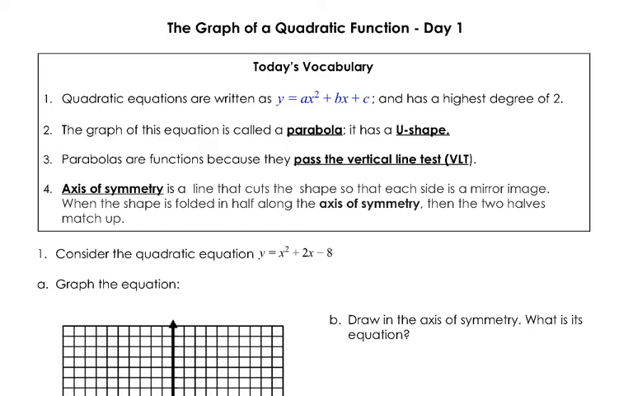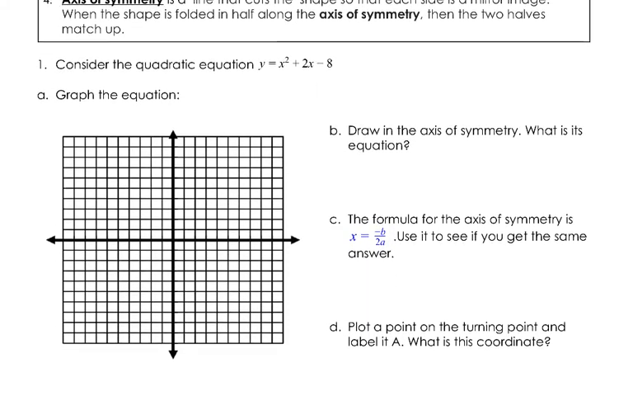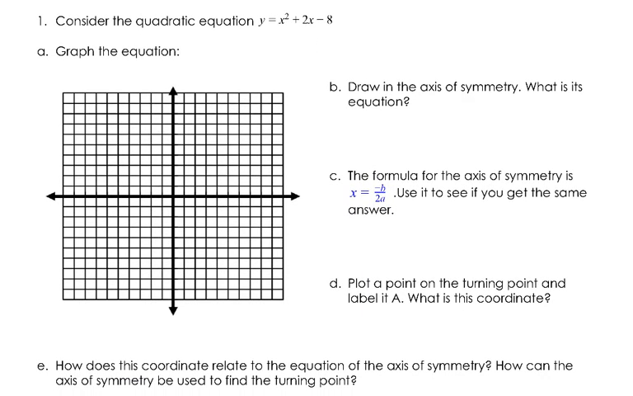Okay, some things that we could recall that we learned from past lessons and even past courses. So the first thing we're going to do is look at number 1. It says, consider the quadratic equation y equals x squared plus 2x minus 8. And it's asking us to graph the equation in letter A. When we're going to graph, the one place we want to go to is our calculator, our bestie, to help us best graph.